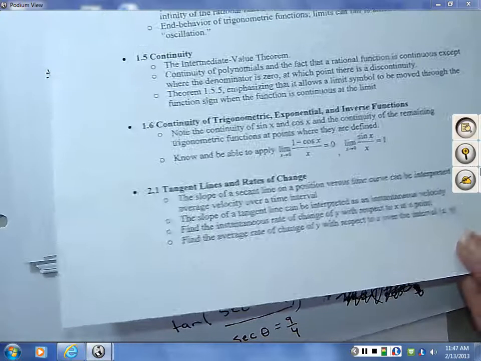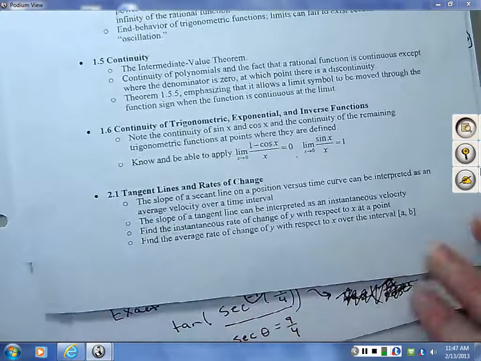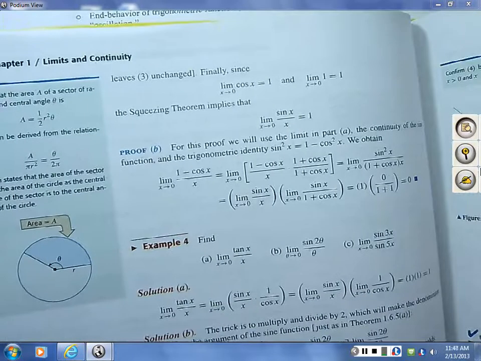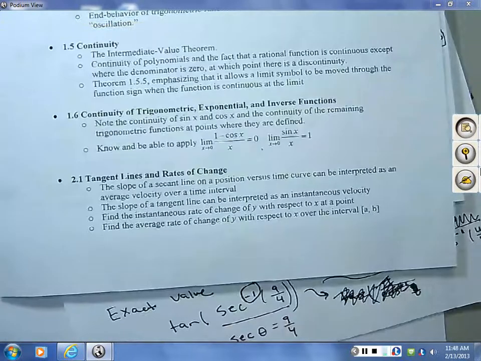1.6, continuity, trig functions, pretty straightforward. Now, e to the negative infinity goes to 0. E to the infinity goes to infinity, right? Think of that graph. If I take e, so this happens, I guess not really there.